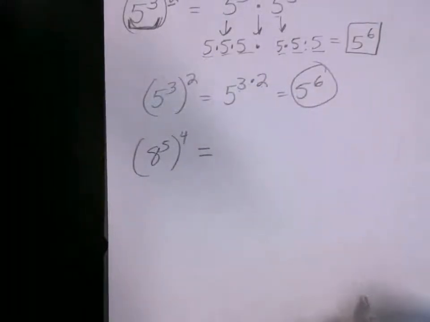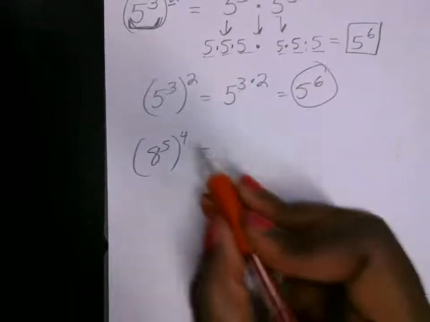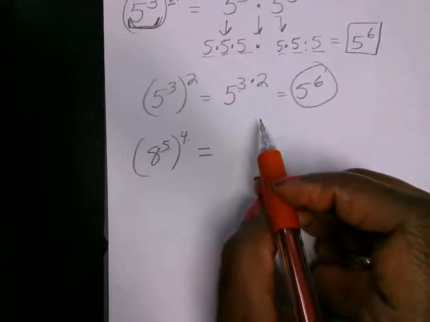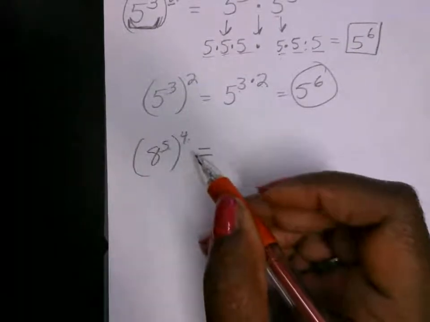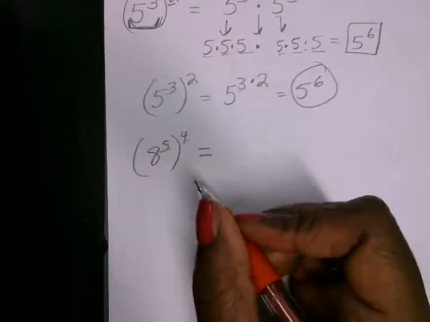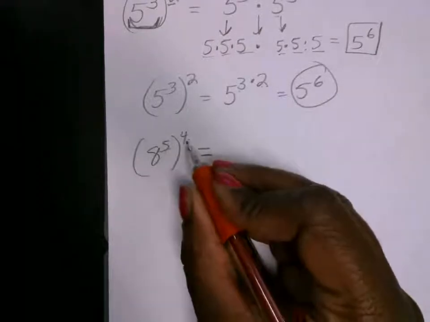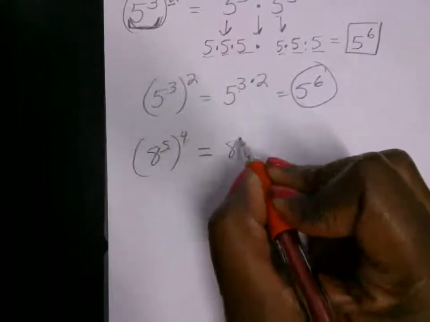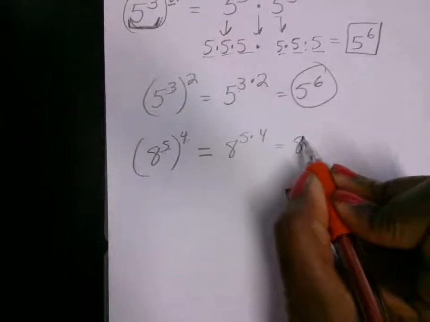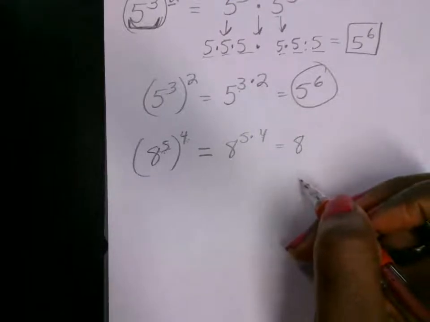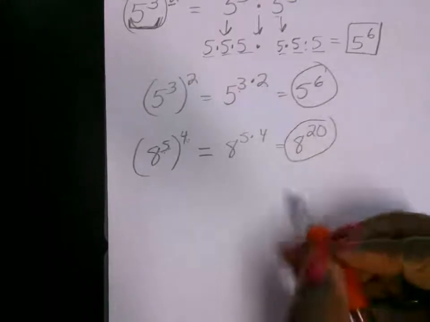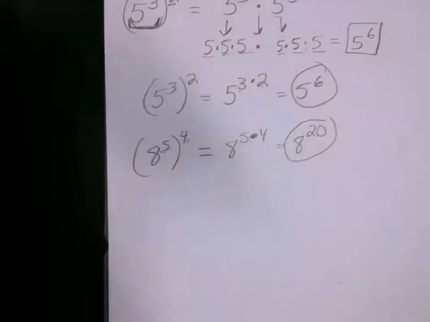Okay, how do we do this one? 8 to the 5th power, raise it to the 4th. What are we going to do with the exponents? Jessica, what do we do with the exponents? We're going to add them, subtract them, or multiply them. We multiply. Power raised to a power like we did here, we multiply. What's 5 times 4? 20. What did they do to get 9? They added. This is multiplication.